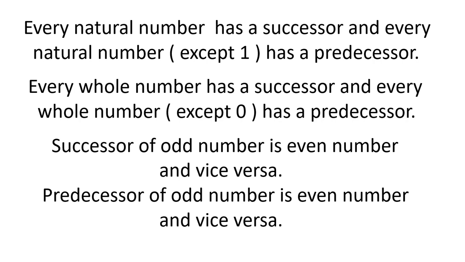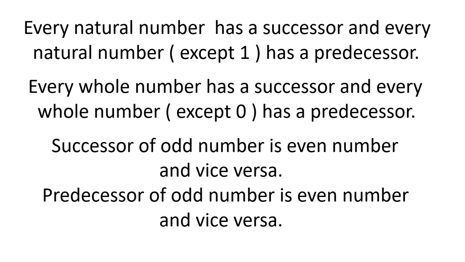Every whole number has a successor and every whole number except 0 has a predecessor, because 0 is the smallest whole number. We cannot subtract 1 from it. If we subtract 1 from it, we'll get a negative integer. We will not get a whole number. So whole number 0 does not have any predecessor.